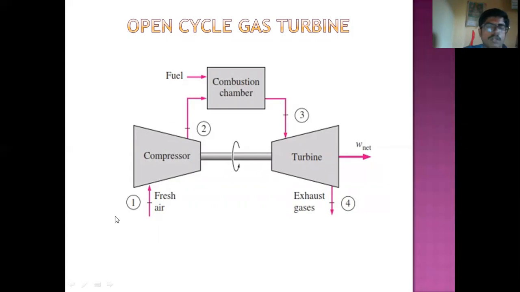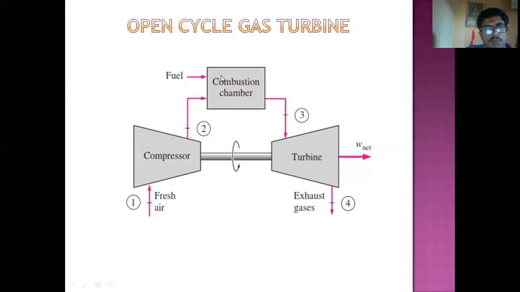Now the working principle. In the first step, fresh air is drawn into the compressor, where the atmospheric air gets compressed to a higher pressure. From the compressor, the compressed air flows into the combustion chamber, which is shown as point 2. In the combustion chamber, the fuel is supplied from an external source.